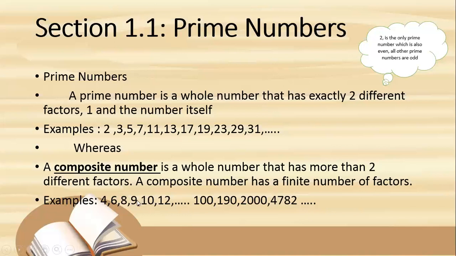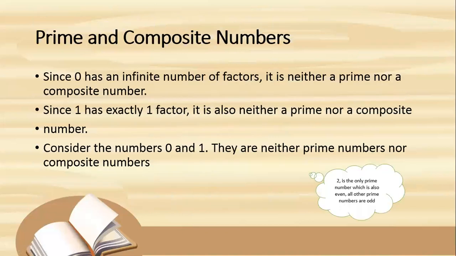Let's go on. Prime and composite numbers. Since 0 has an infinite number of factors, we don't know how many factors 0 has. So it is neither a prime nor a composite number. Since 1 has exactly one factor, 1 has no other factor. So it is also not a prime number nor a composite number.